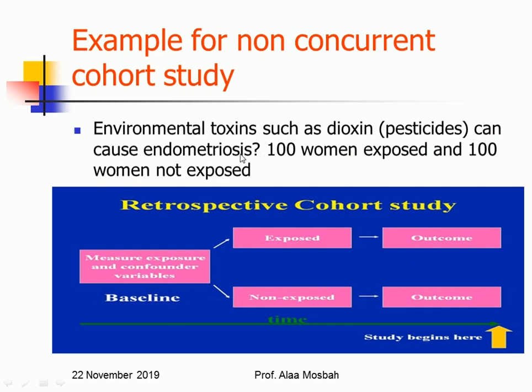If I want to test whether one of the environmental toxins like dioxin, which is present in pesticides and insecticides, makes people exposed to it more liable to endometriosis or not. So, if I talk of 100 women exposed and 100 women not exposed, okay, and I will test for the presence of endometriosis.